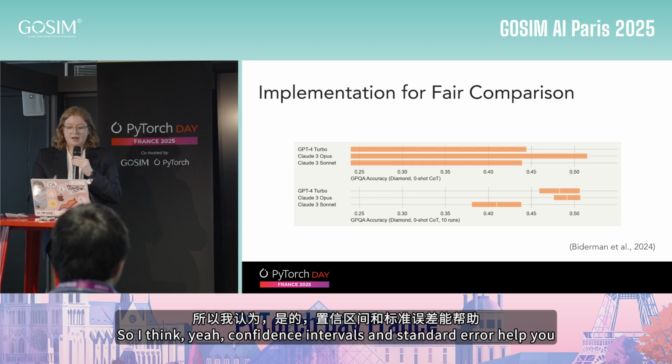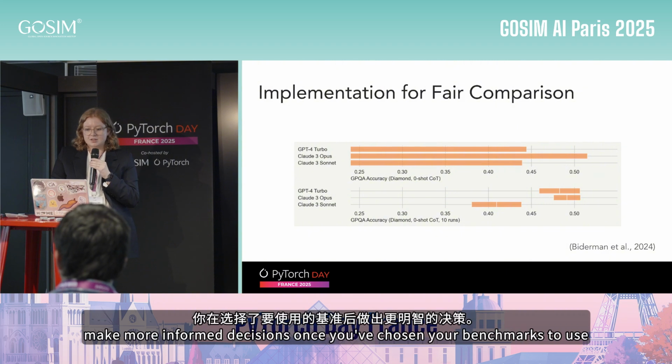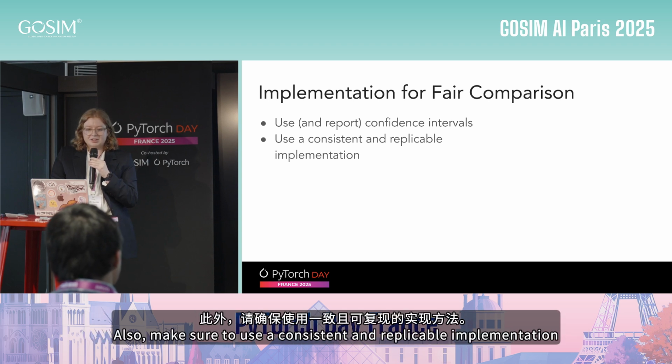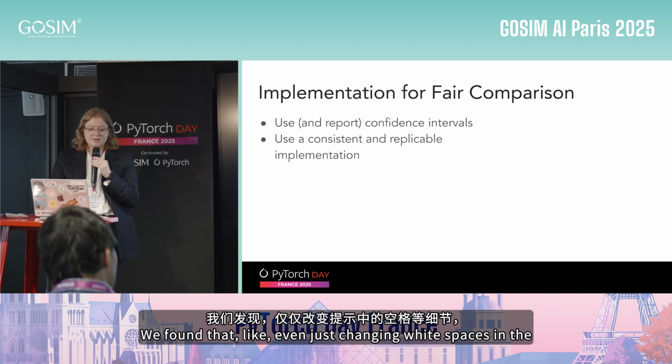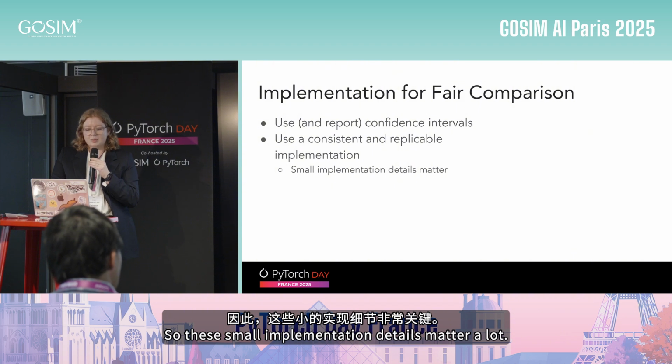So I think confidence intervals and standard error help you make more informed decisions once you've chosen your benchmarks to use. Also, make sure to use a consistent and replicable implementation. We found that even just changing white spaces in the prompt can drastically change benchmark scores. So these small implementation details matter a lot.